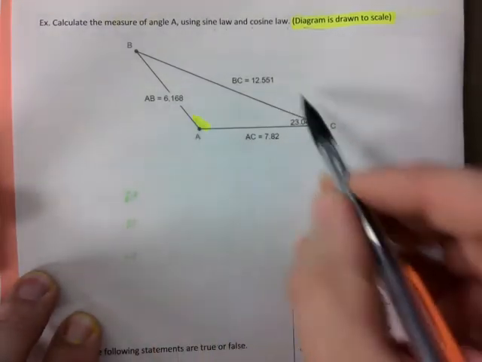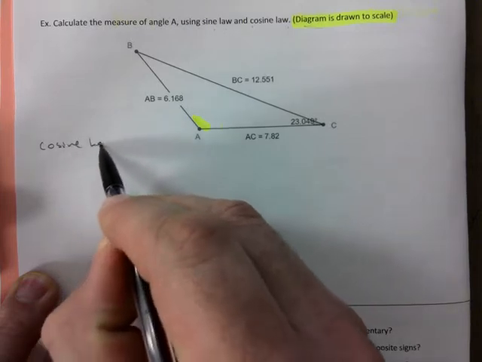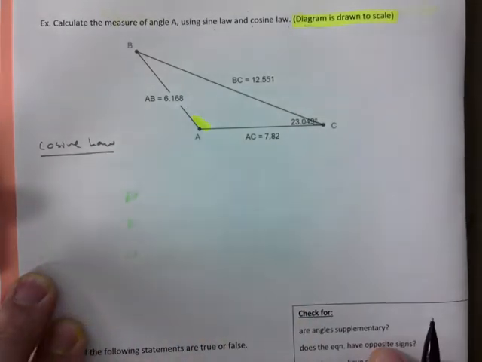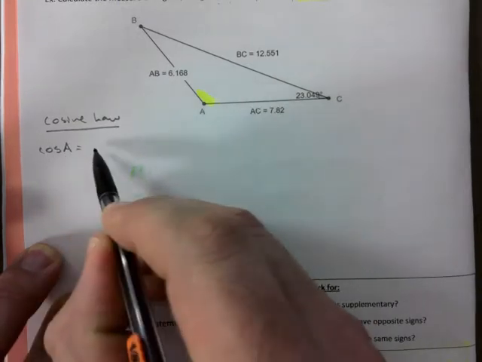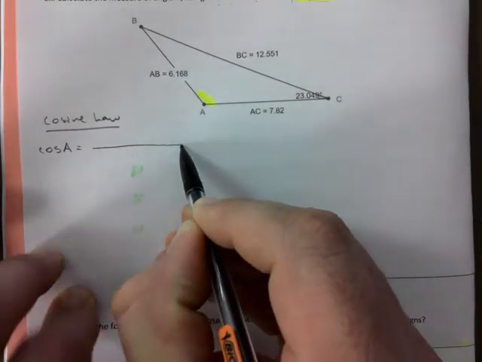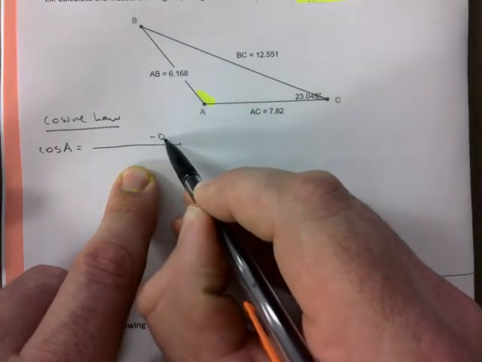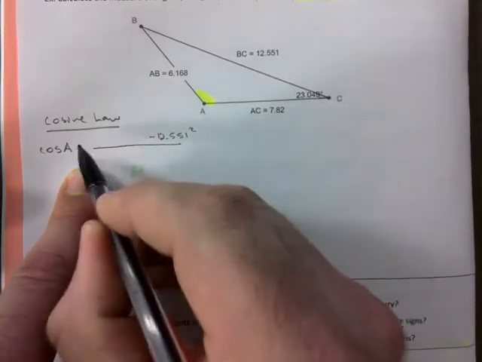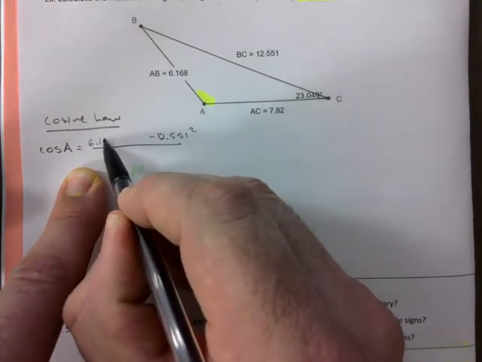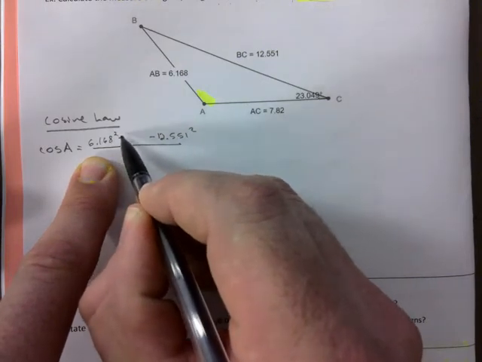So I gave you lots of information. Cosine law, do you remember how to use it? I hope so. Cosine of A is equal to, I put that one down first, 12.551 squared. Why would you use 3 decimals? Just because I want it to be as accurate as possible.